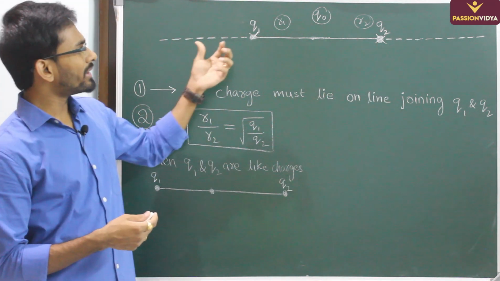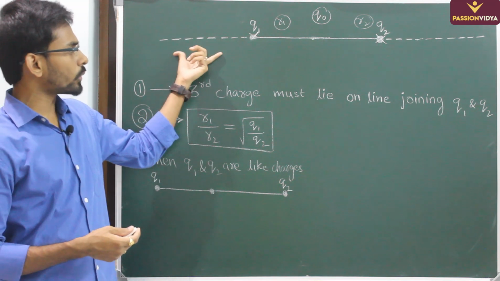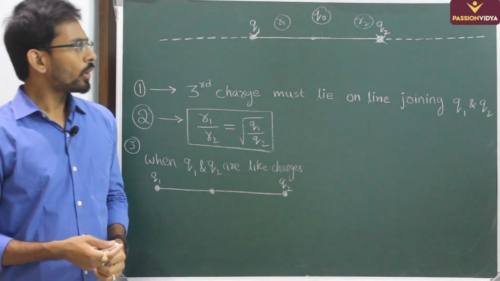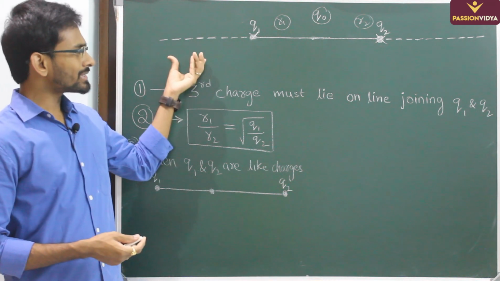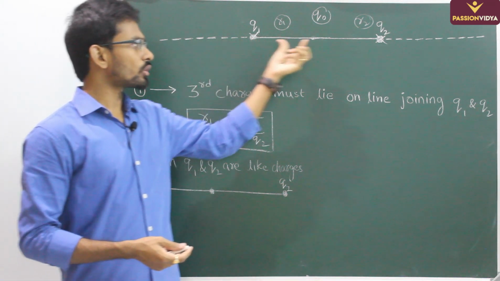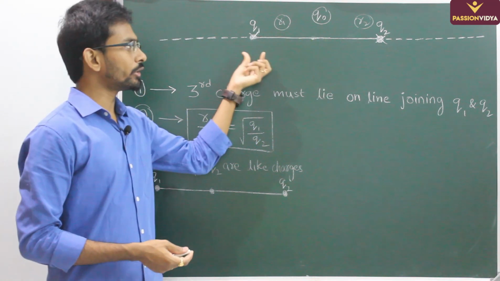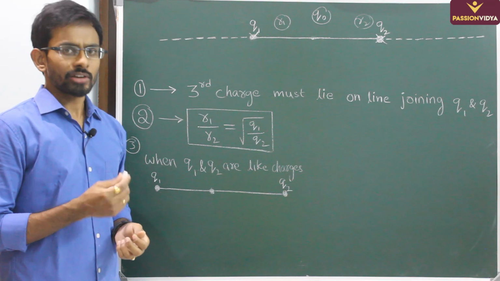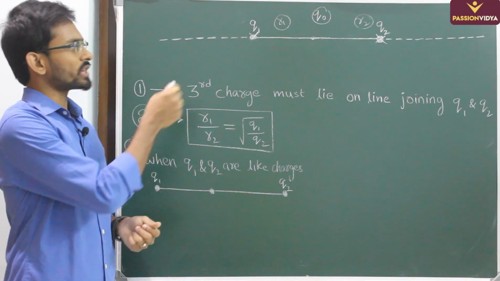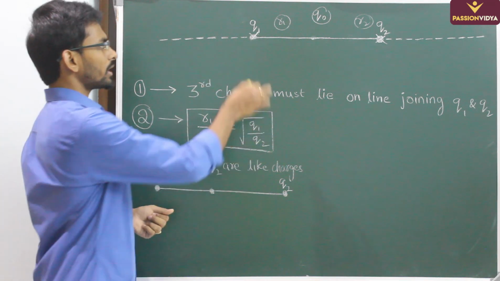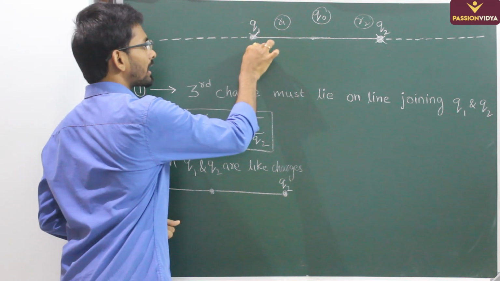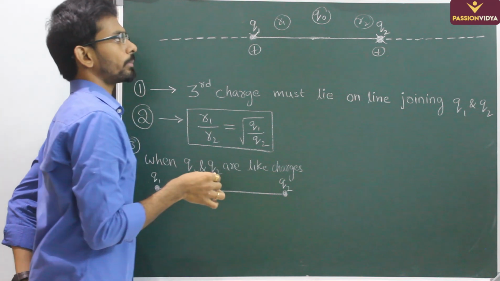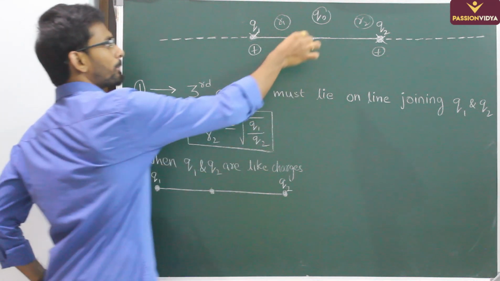Now we can divide this line into three parts: to the left of Q1, in between Q1 and Q2, and to the right of Q2. Where this particle lies depends on the nature of Q1 and Q2 and the magnitude of Q1 and Q2. So now let us find some conditions for different situations of these two charges. The first situation: let us take both Q1 and Q2 as like charges. Let both be positive, and let Q0 also be positive. It can be any charge, but let it be positive.